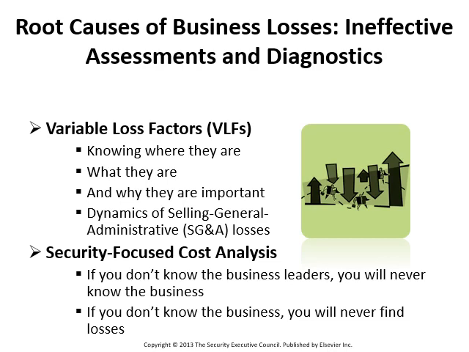The SG&A line is where businesses group routine expenses. Typically, it includes salesperson salaries and commissions, advertising and promotion, travel and entertainment, back office payroll and expenses, and the like. But what the heck are variable loss factors and why are they important?